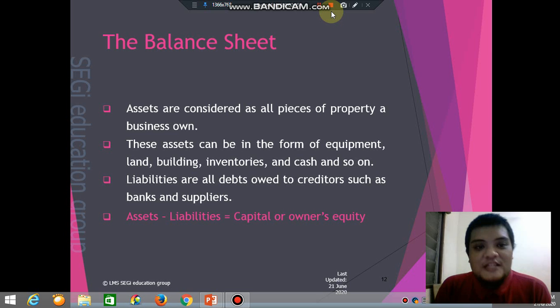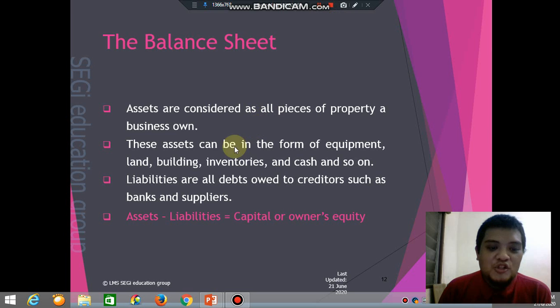Now I'm moving to the next slide, which is the balance sheet. The balance sheet is the statement that shows how much your business is worth, or the value of your business. In order to know that, you apply the formula in your balance sheet, which is assets. Assets means your total assets, fixed assets and also current assets. From all your asset value, you will minus all your liabilities.